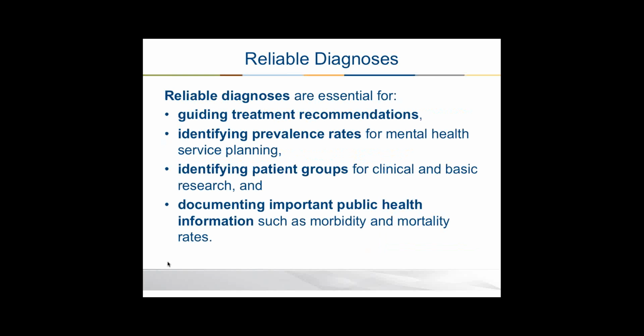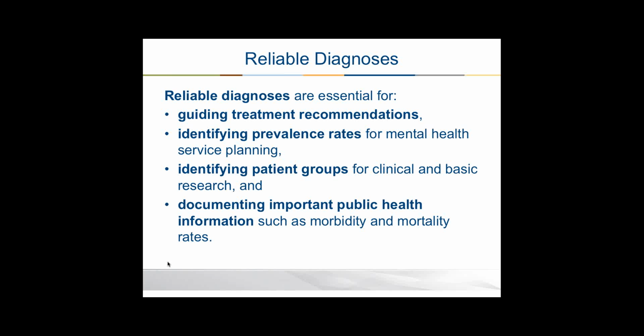Reliable diagnoses are supposed to guide treatment recommendations, but that's been a criticism of the DSM. Even though the diagnoses are reliable, they don't always lead to the most appropriate and effective treatment. And you know that from your own work. Often you will base a decision on recommending treatment on things other than the diagnosis, like associated comorbid conditions like depression, anxiety, and the like.